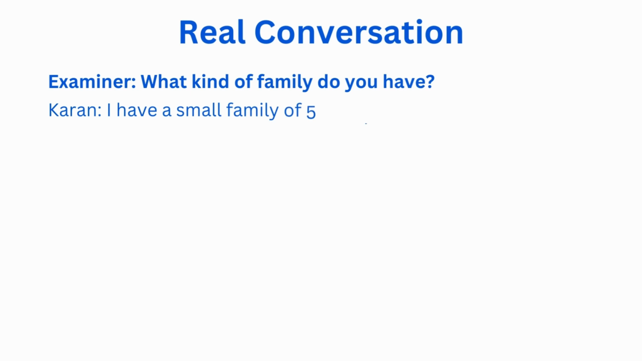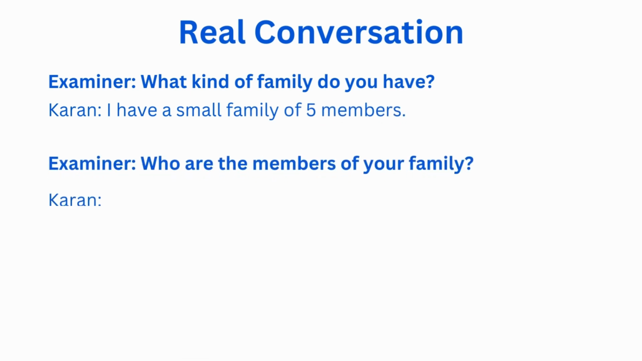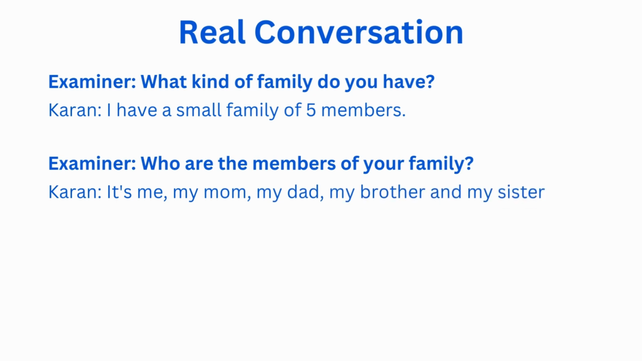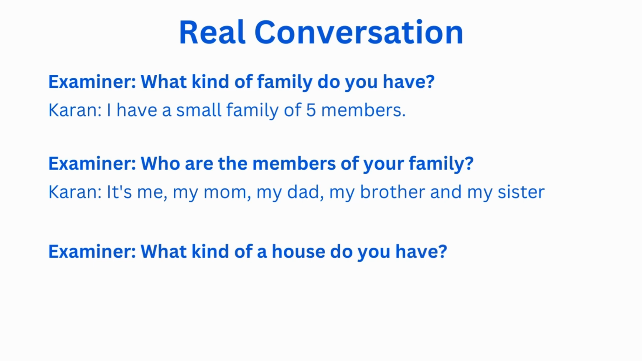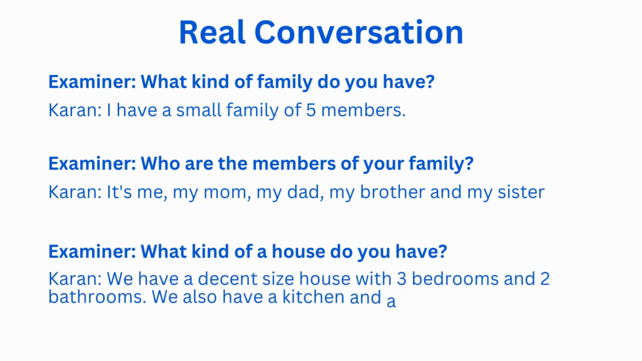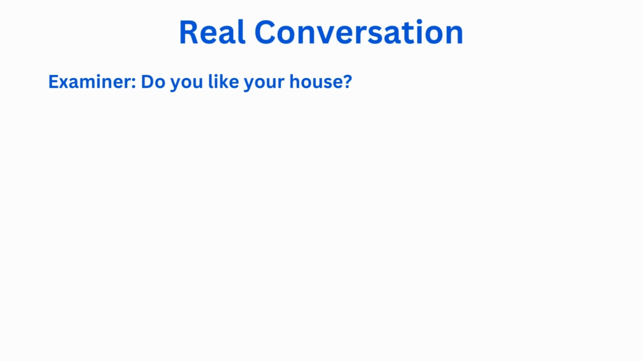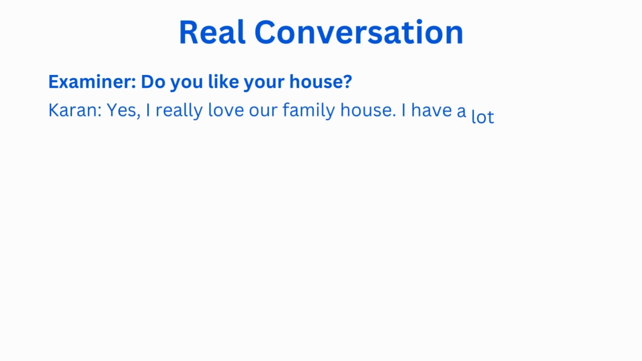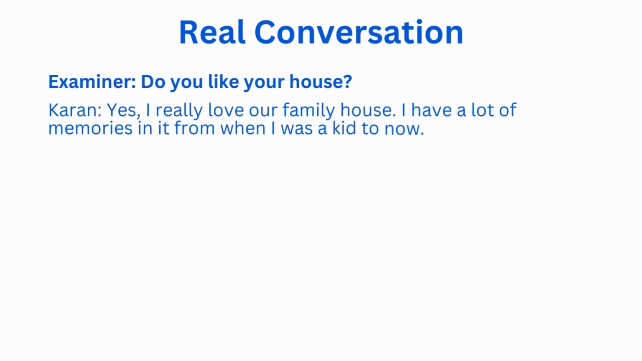What kind of family do you have? I have a small family of 5 members. Who are the members of your family? It's me, my mom, my dad, my brother and my sister. What kind of a house do you have? We have a decent size house with 3 bedrooms and 2 bathrooms. We also have a kitchen and a living area. Do you like your house? Yes, I really love our family house. I have a lot of memories in it from when I was a kid to now.